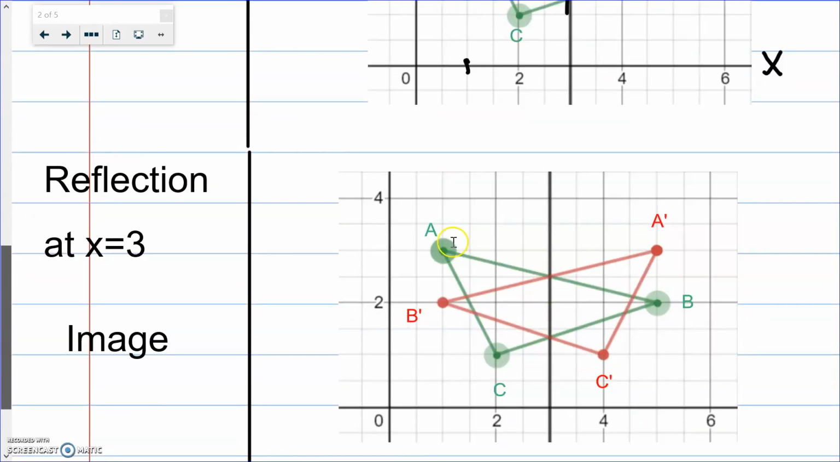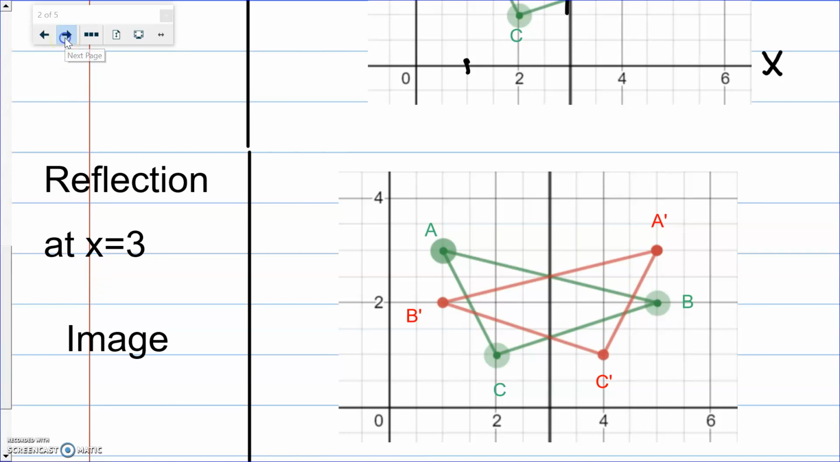So let's start off with A. A is 2 units away from our line of reflection. So we go 2 units the opposite way, and we put A prime. Looking at B, we are 2 units away from our line of reflection. We continue going 2 the opposite direction, and there's B prime. C is 1 unit away, and there is C prime. So we're just finding our line of reflection, counting the distance away, and putting our points for our image.